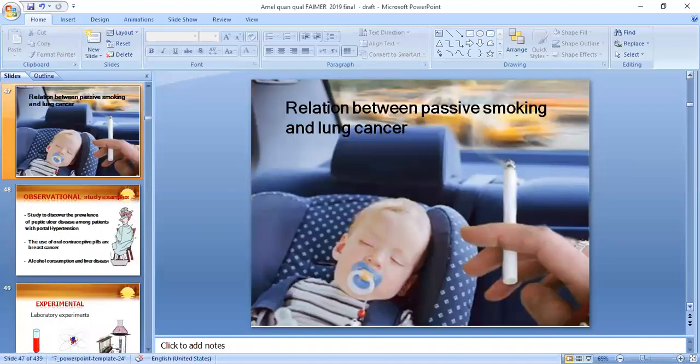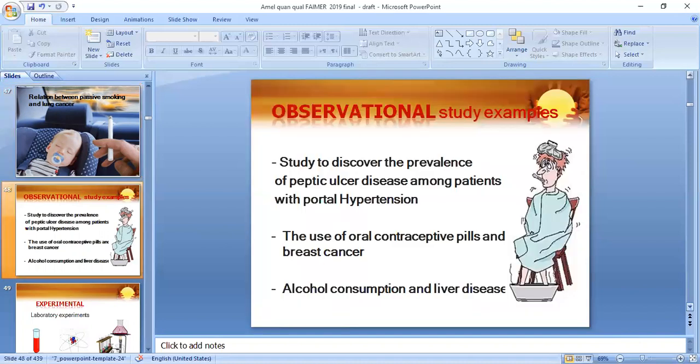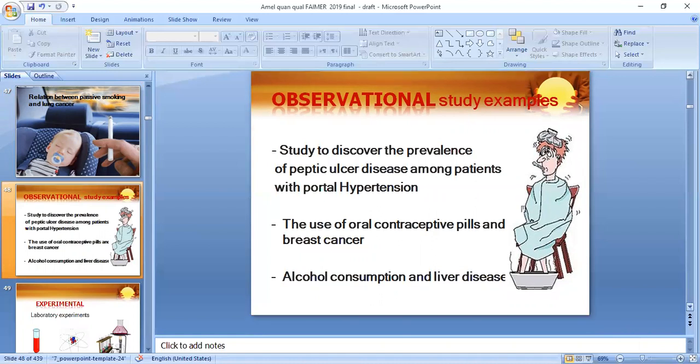An example of observational study is to know the relationship, for example, between passive smoking and lung cancer. Another example is to study or to discover the prevalence of peptic ulcer disease among patients with portal hypertension, or to study the relation between the use of contraceptive pills and breast cancer, etc.